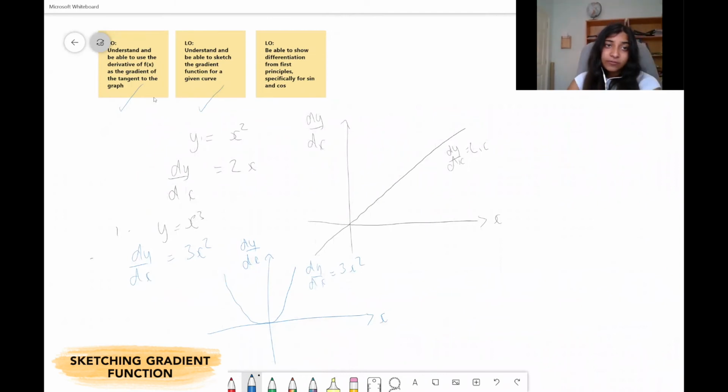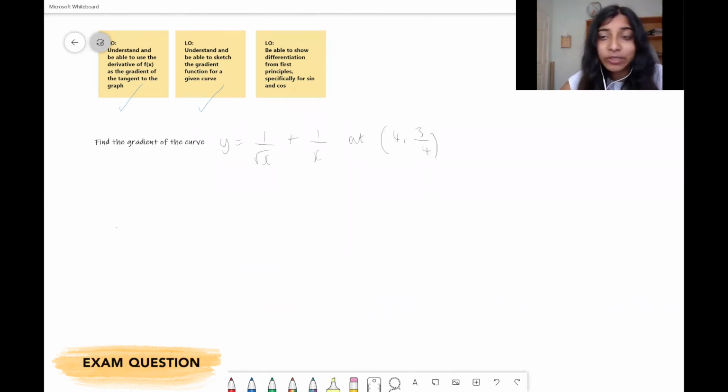So now that we've worked out how to use the derivative of f(x) to find the tangent or the gradient of the curve, and we've been able to sketch the gradient function for a given curve, let's try an exam question. We have an exam question here. Feel free to pause the video and try it out for yourself first. We want to find the gradient of the curve y equals 1 over root x plus 1 over x at 4 and 3 over 4.